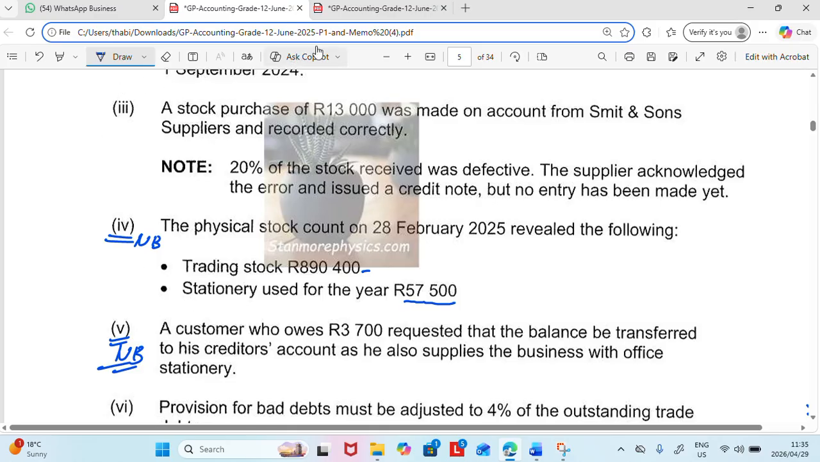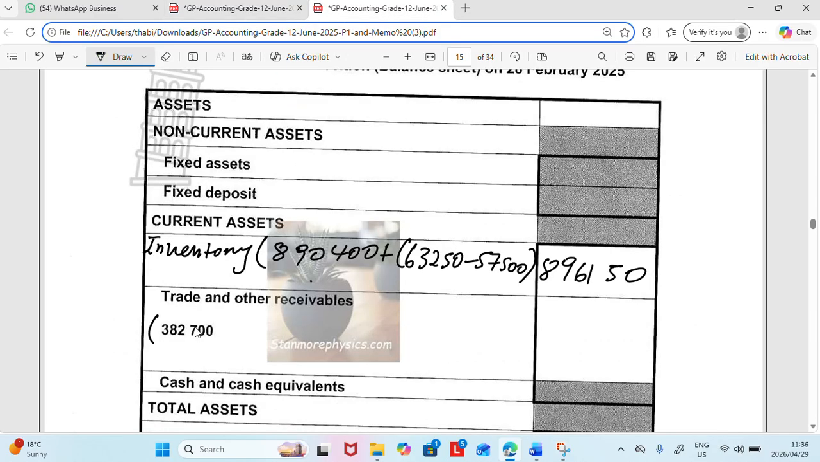Which means debtors control is decreasing, because now a customer is requesting that 3,700 be transferred to his creditor's account, because he's also supplying the business with office stationery. So we're going to minus here. We're minusing how much? We are minusing the 3,700, because the customer is requesting that his account must be transferred to the creditor's control.